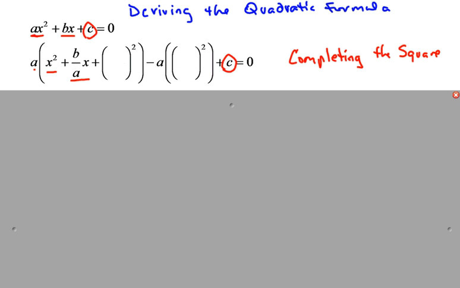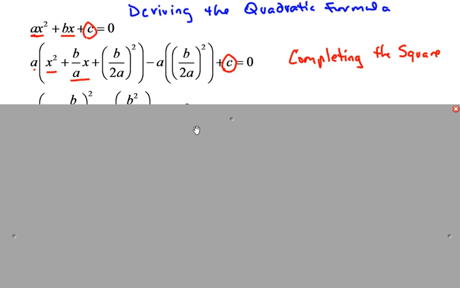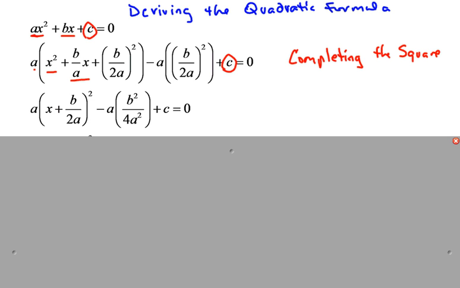So when we take half of b over a, we get b over 2a. And that's what we're adding here. We add b over 2a squared there, and over here, subtract b over 2a squared times that same a. All right, so now in our next step, what we're really doing is we're just factoring our trinomial square.